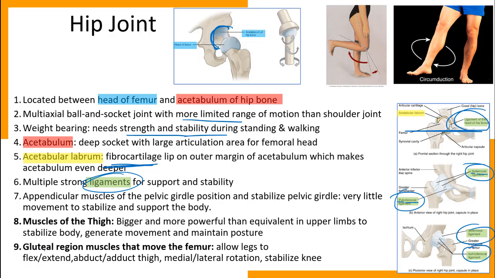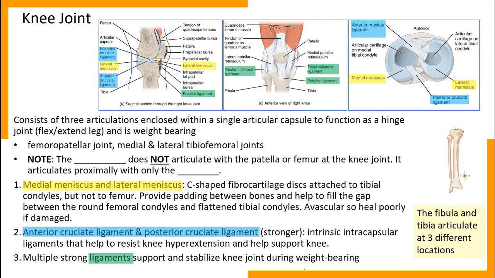And then muscles in the gluteal region, in the butt, that move the femur also help to stabilize the knee. So it allows the legs to move as well as to help stabilize the knee joint. Which brings us to our next slide.